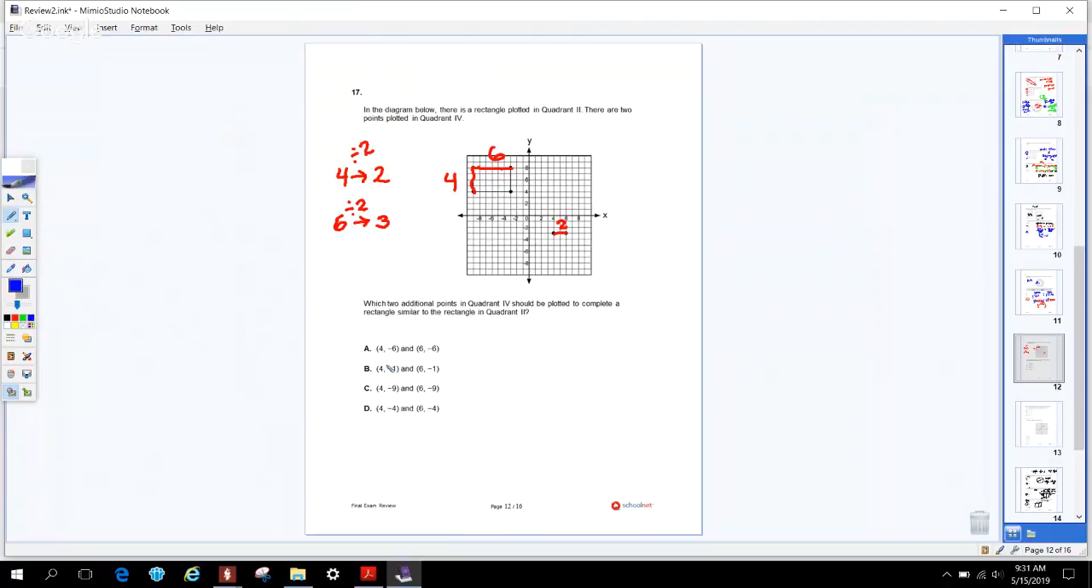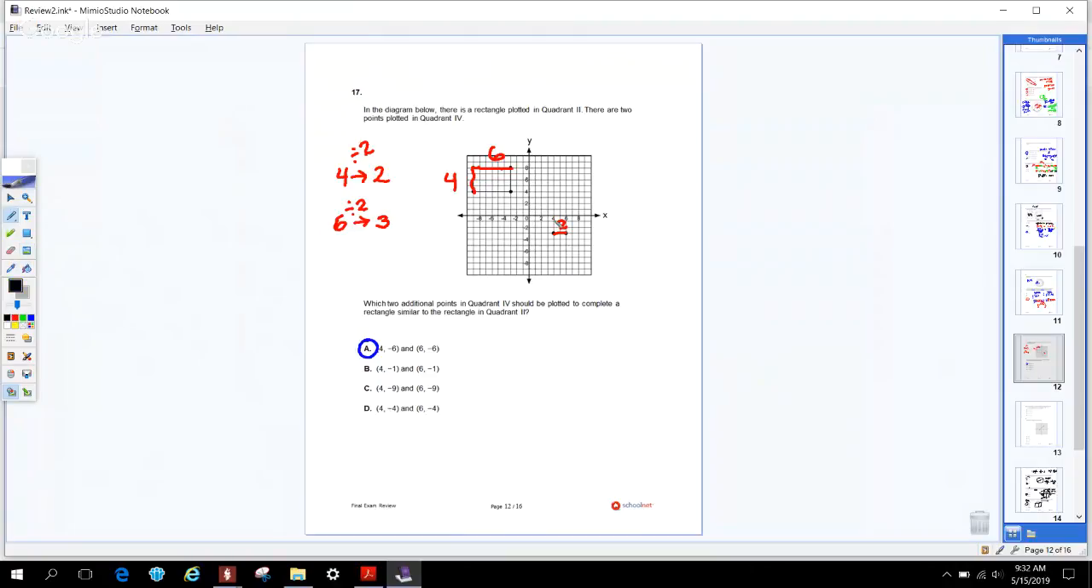So this first one, it says 4, -6, and 6, -6, which is actually the correct answer, because that would give us a ratio of 2 to 3. Let's prove why the other ones are not correct, just so that you can see it.